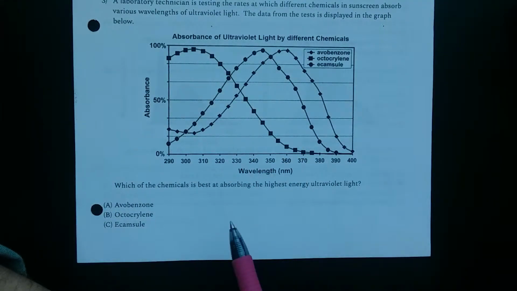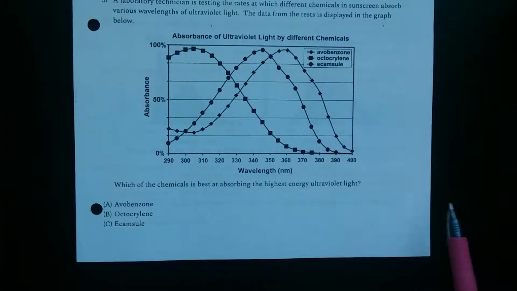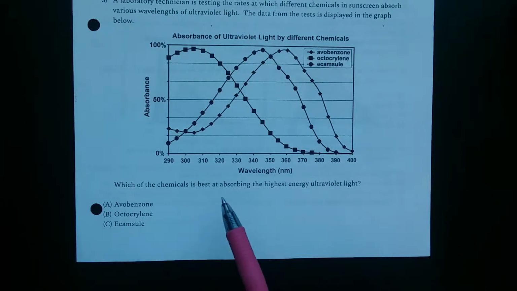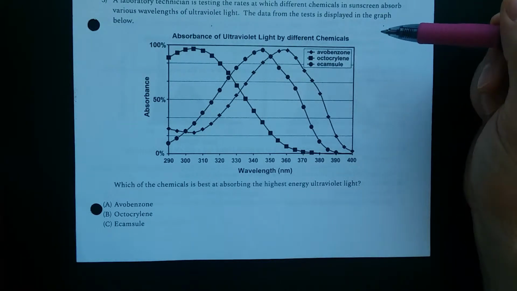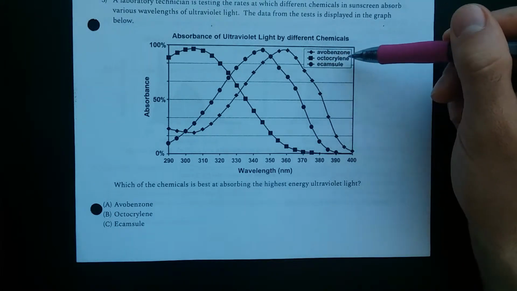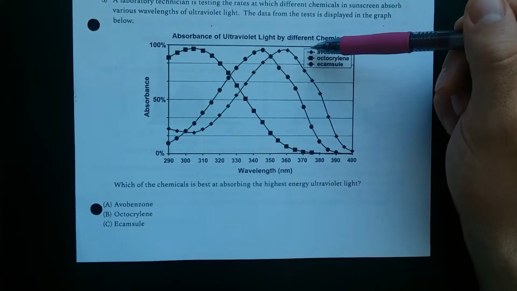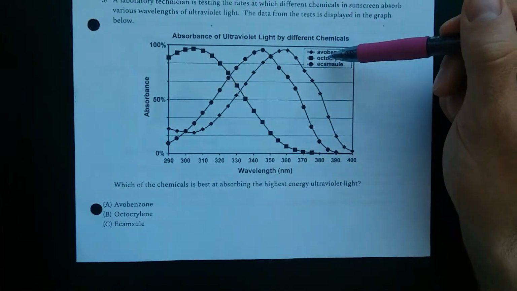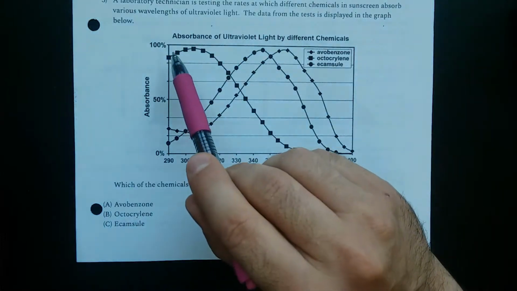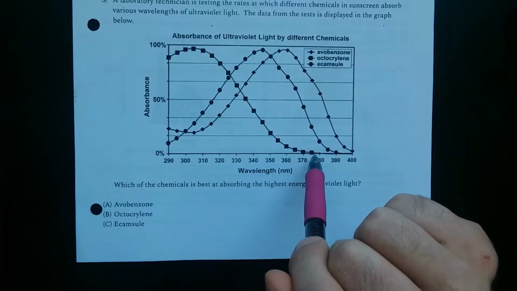And the question says, which of the chemicals is best at absorbing the highest energy ultraviolet light? So just sorting through this question, figuring out what it's saying, we have three different chemicals, which I'm going to butcher their names right now, but it looks like avobenzone, octocrylene, and acamciol. So the square is octocrylene, and that's right there.